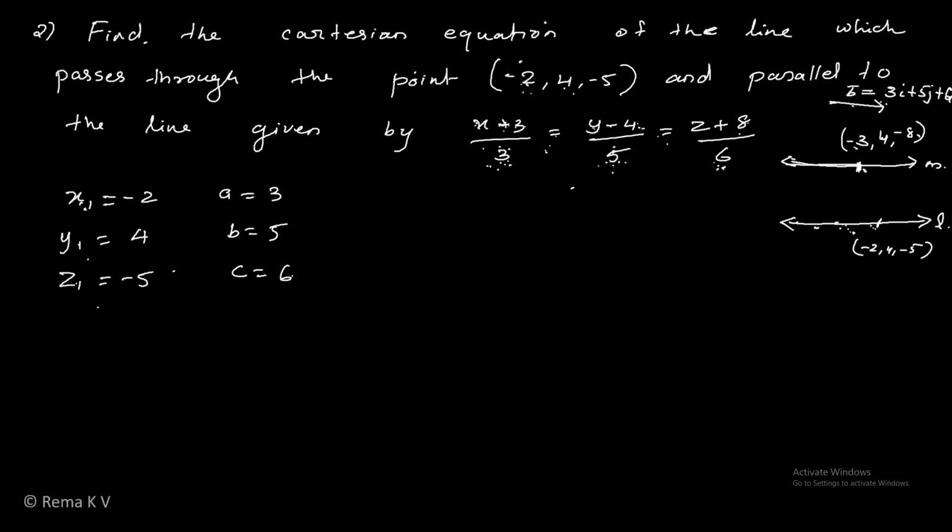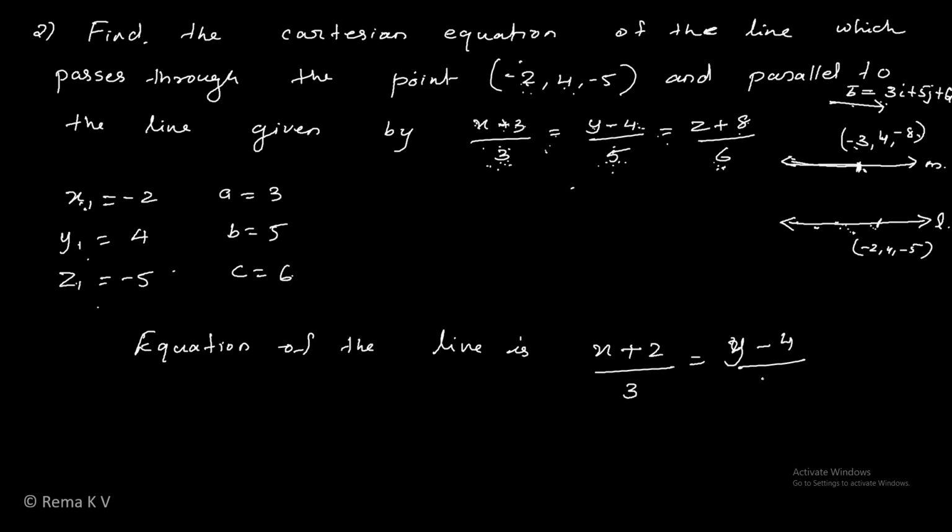Question is find the Cartesian equation of the line. So you have to write the equation. Equation of the line is x minus -2 by A is 3, this is equal to y minus 4 by B is 5, which is equal to z plus 5 divided by 6. x minus x1 by A equals y minus y1 by B equals z minus z1 by C.